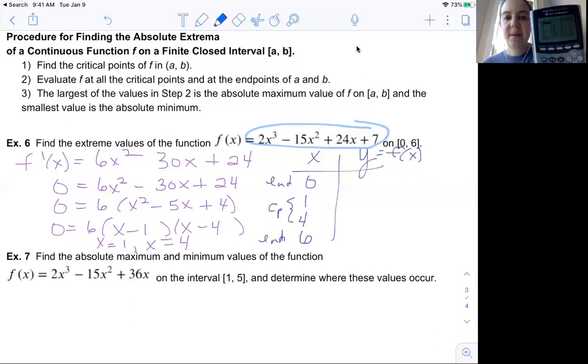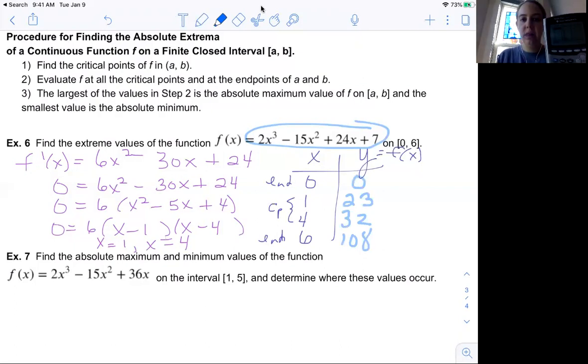So when I look at my table, when x equals 0, y equals 0, when x equals 1, y equals 23, when x equals 4, y equals 32, and when x equals 6, y equals 108. So check those out. Can you see them? Okay.